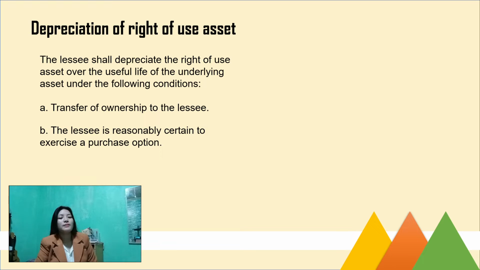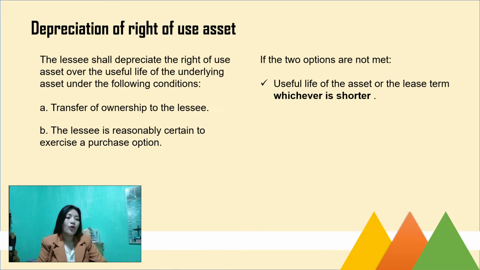So dito, pwedeng masabi na rent to own. Then, letter B, the lessee is reasonably certain to exercise a purchase option. So, ayun na nga, kumbaga, sigurado yung lessee na mabibili or bibilhin niya yung underlying asset at the end of the reporting period. Pero, kapag yung dalawang options ay hindi na-meet, useful life of the asset or the lease term, whichever is shorter, ang gagamitin to depreciate the right of use asset.